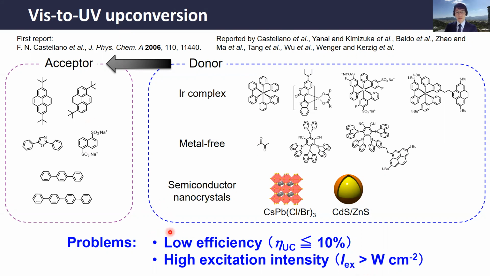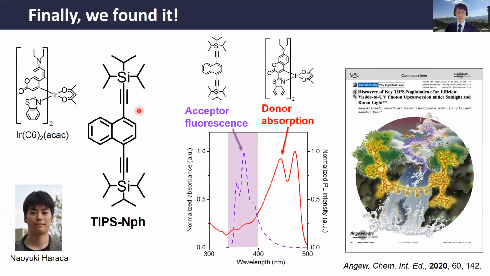So after many trials, we recently developed a very good combination of donor and acceptor. The donor is an iridium complex. It shows very strong excited state absorption in the visible range. And also, very importantly, it has much less absorption in the UV range. That's very useful to avoid back energy transfer or reabsorption of the upconverted emission.